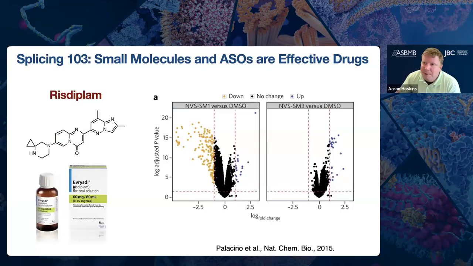I'll say amazingly, small molecules can also do this. Risdiplam is a small molecule that has a very similar function in restoring SMN2 splicing. Both the antisense oligos and the small molecules can be exquisitely sequence specific. And this is a hot topic in the research community at the moment.